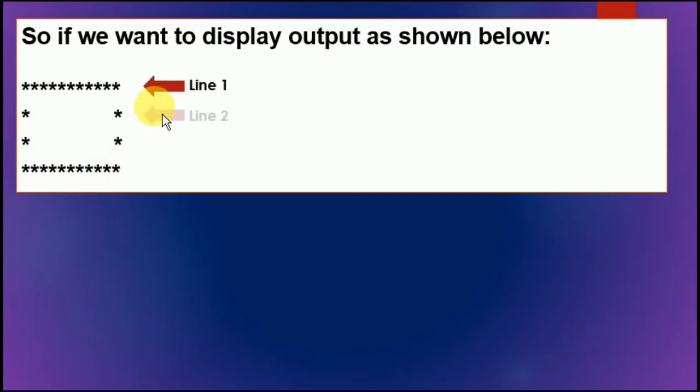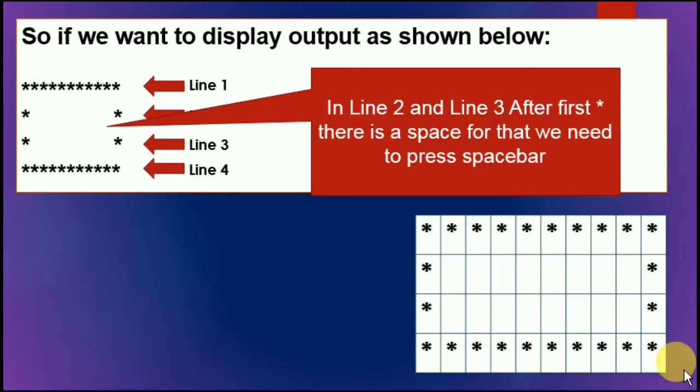So the first thing is that we need to count these lines. There are about 4 lines. So what we do is make a grid like this, with rows and columns, and place the stars inside those columns. This is our first line, and in the first line we need stars.